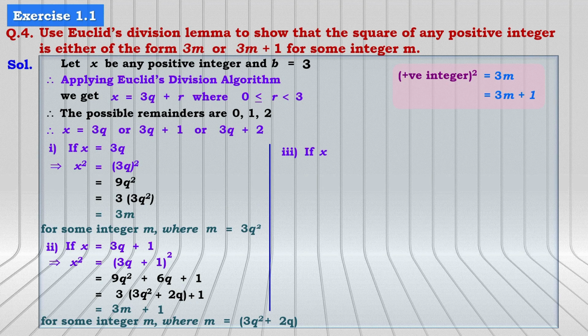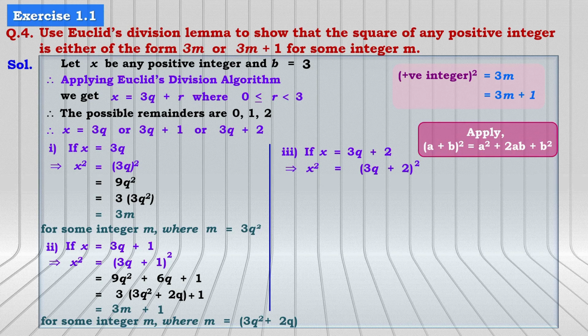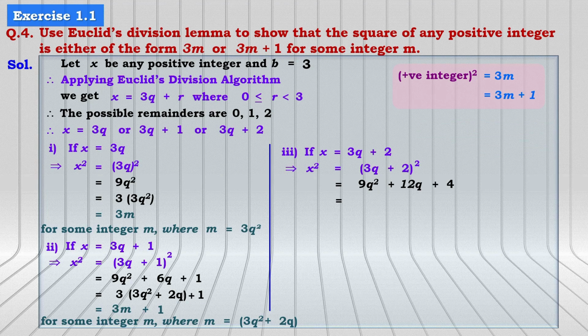Okay. Now let's take the third part, that is x equal to 3q plus 2. So if x equal to 3q plus 2, then squaring on both the sides, it will be x square equal to 3q plus 2 whole square. So now again apply the a plus b whole square formula, that is a square plus 2ab plus b square. So 3q whole square is 9q square plus 2 into 3q into 2, that is 12q, plus 2 square, that is b square, that will be 4.